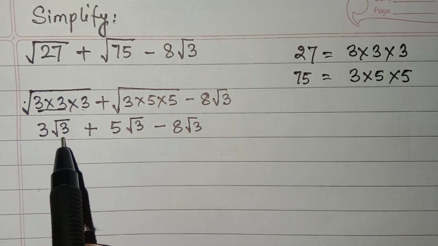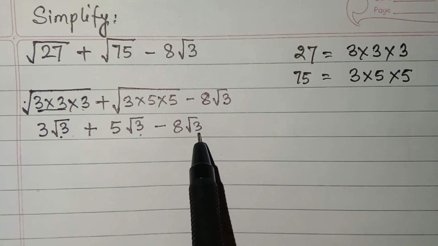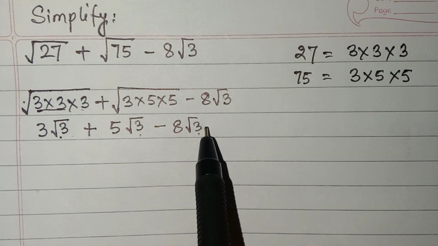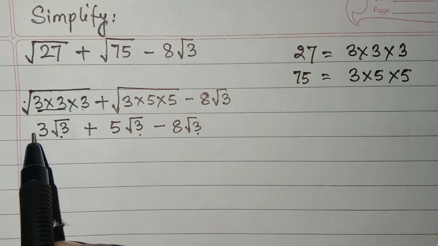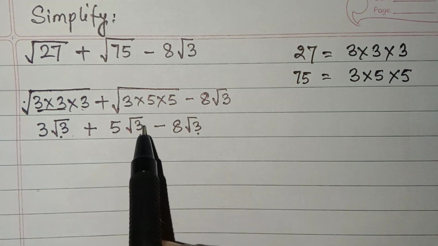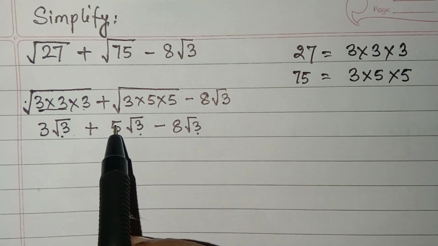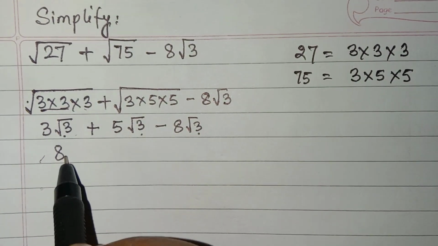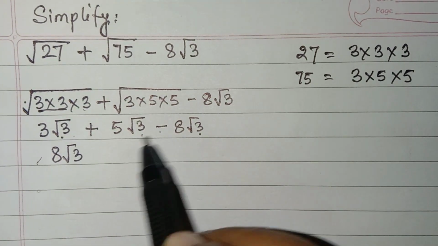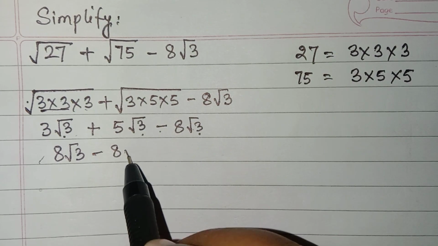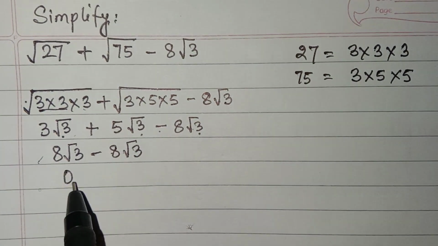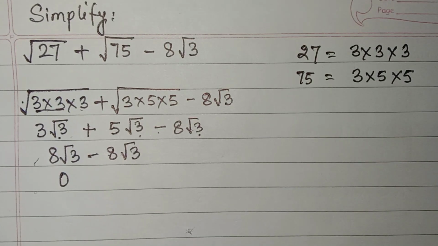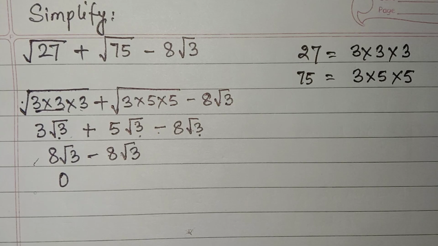Now we can see inside the root we have 3, 3 and 3. These are like surds. First of all, let's add these like surds. So here I have 3 root 3 and here I have 5 root 3. So 3 plus 5 is 8 root 3 minus, again I have 8 root 3. So 8 minus 8 is 0. This is my answer. Now let's take one more and the last question for this session.